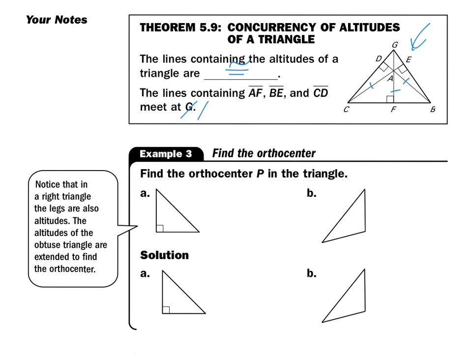Actually, this is a mistake here. They meet at A right here. I think what the book did was that they reversed A and G. Anyway, so let's look at the example here.